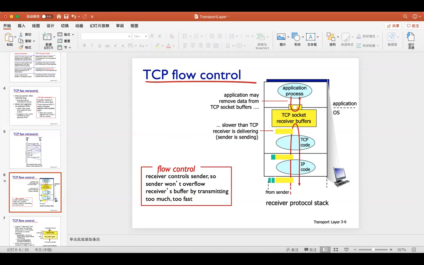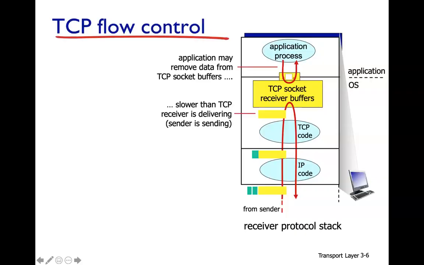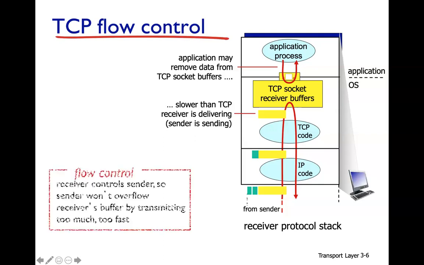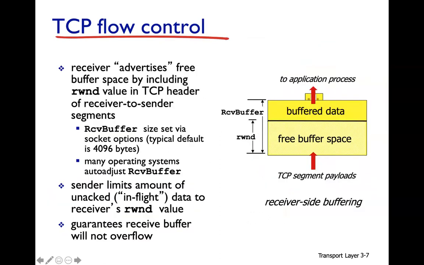But you should make sure that the sender will not send too much data to the destination. Otherwise, it will make the socket buffer overflow. You don't want it to overflow. So how do I do this? I have the free buffer size, I have the buffered data, and this one goes to the application layer. Then I take the whole size created by TCP minus the received buffer, and this is the receive window.